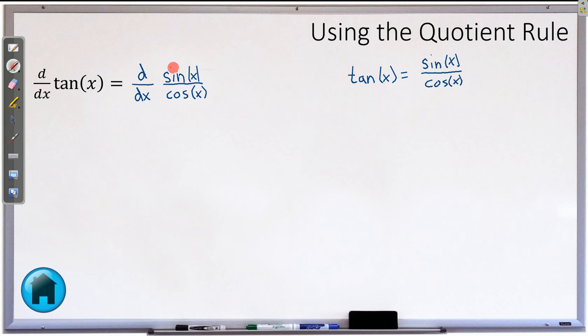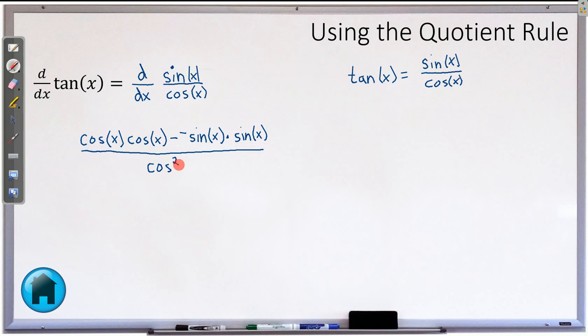Now we simply have to use the quotient rule to find this derivative. It's not going to be pleasant, but at least we can do this. So the derivative of the first will be cosine of x times the second, which is again cosine of x, minus the derivative of the second, which is negative sine of x, times the first, which is another sine of x, all divided by the bottom squared. So cosine squared x. And of course, the two negatives make positive there.